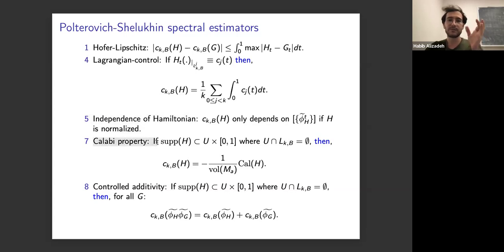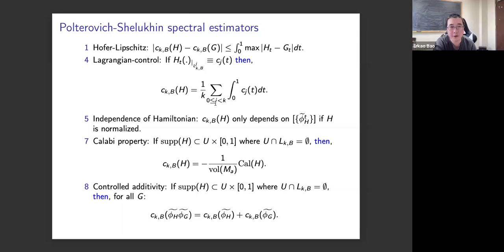And they have the Calabi property. So if you have an open subset that is away from the Lagrangian link, away from all these circles, all of the Lagrangians, then the spectral estimator of that Hamiltonian is proportional to the Calabi invariant. And you have control additivity. So if you have some U, again, that is disjoint from the Lagrangian link, you have some H that is supported in U, and if you take any other G, then you have this additivity property. Okay. If there is no question about this, I will move on to the construction.